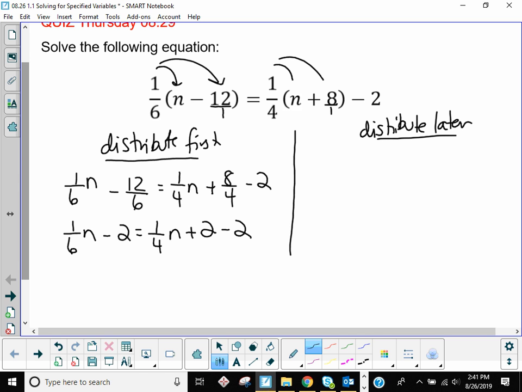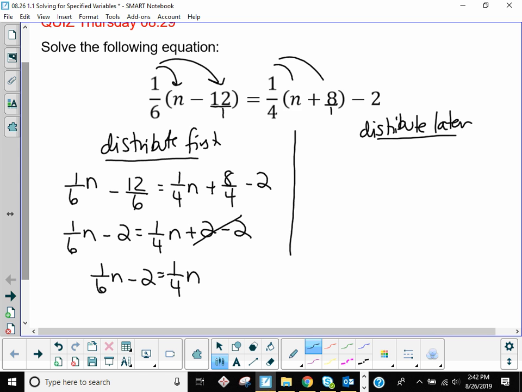And what can I simplify else here? Plus 2 minus 2. Gone, right? That's 0. So then I have this. And that's fine and dandy. In a minute, I'm going to show you how to take care of those denominators, okay? The 6 and the 4.